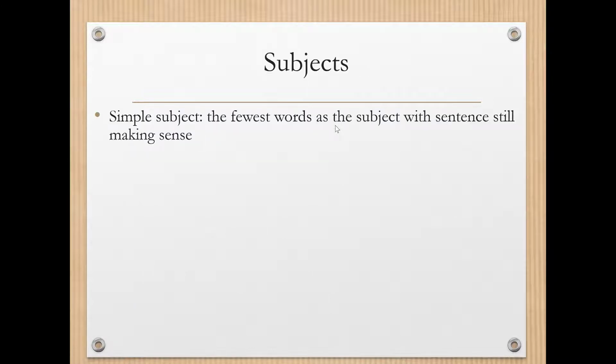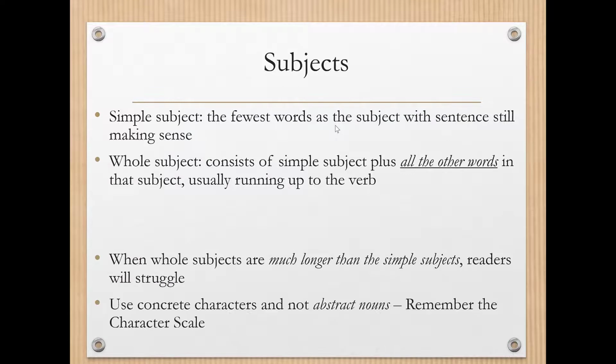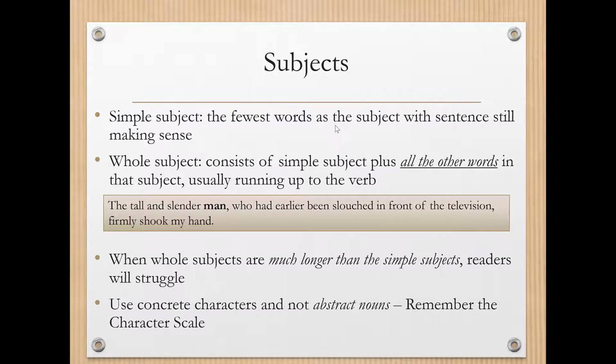So I said I'd give you some examples of simple subject and whole subject. Well, the simple subject is simply the fewest words in that subject with the sentence still making sense. The whole subject, on the other hand, consists of that simple subject, plus the other describing words, perhaps all the other words in that subject, usually running up to the verb. So let's have a look at an example here. The tall and slender man who had earlier been slouched in front of the television firmly shook my hand.